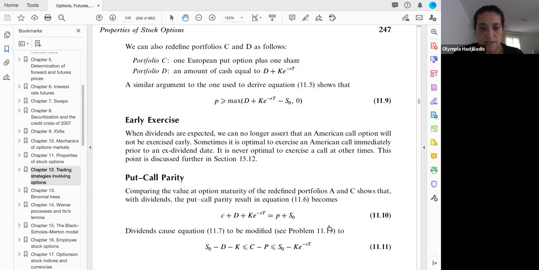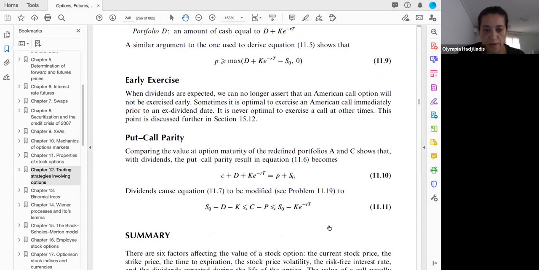So when dividends are expected, we can no longer assert that an American call will not be exercised early. Sometimes it is optimal to exercise an American call immediately prior to a next dividend date. It is never optimal to exercise a call at other times. This point is discussed further later on.